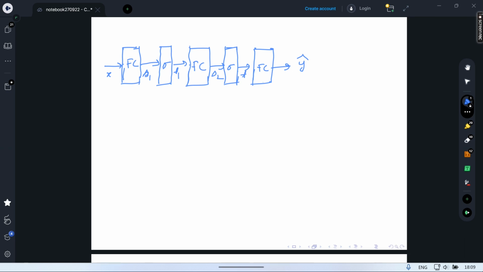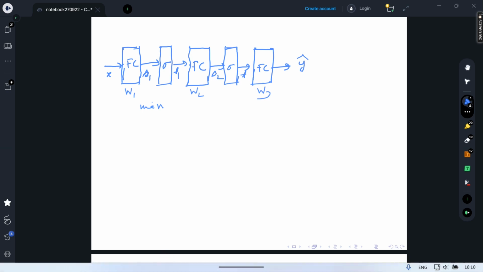Now, as you all know, during training what we do is basically minimize some kind of loss function. Let me introduce the parameters also. Suppose this fully connected layer has a parameter W1, this one has W2, and this is W3. So it is a 3-layer feed forward neural network.